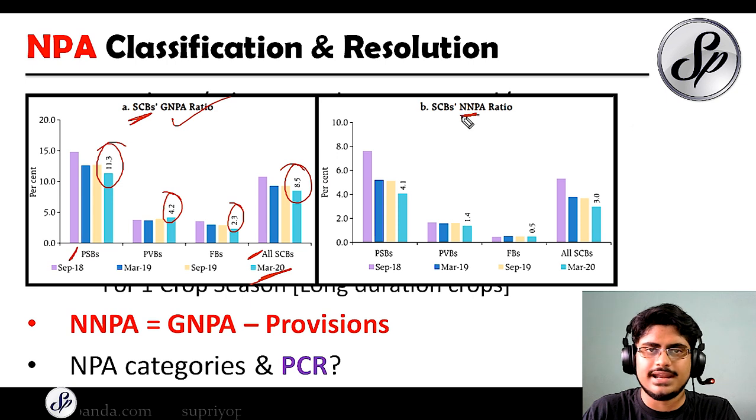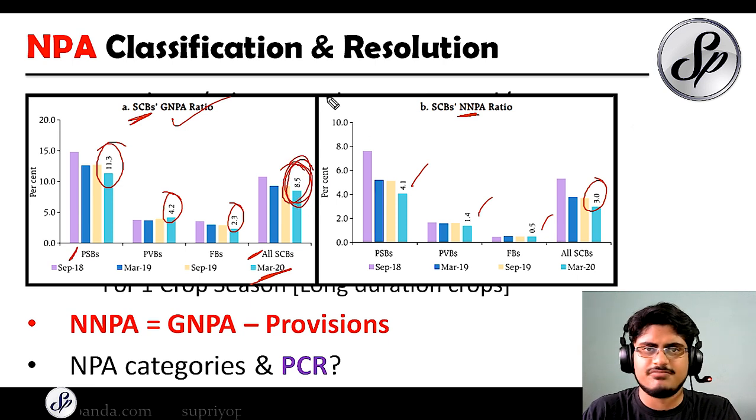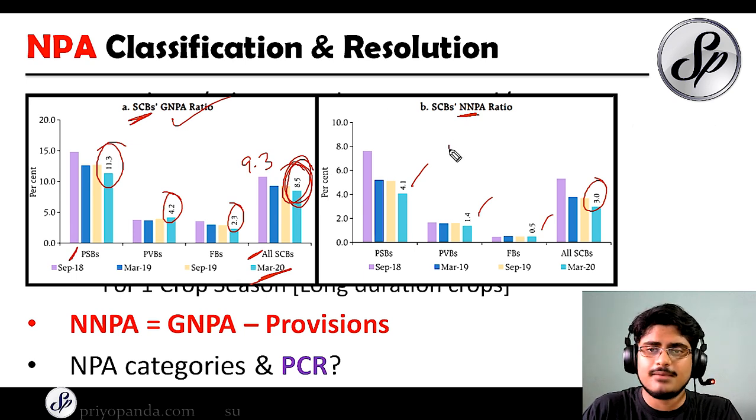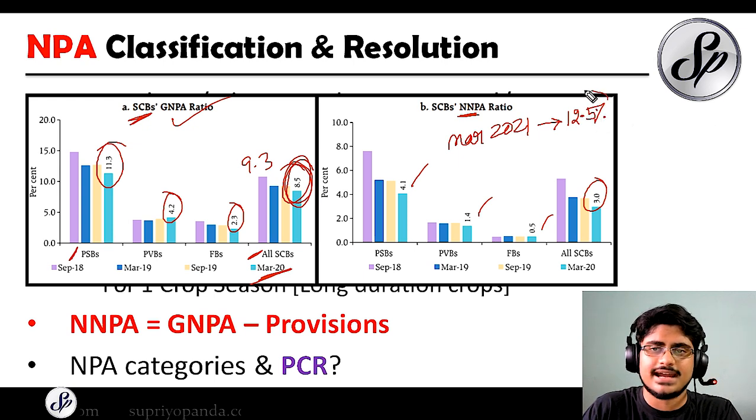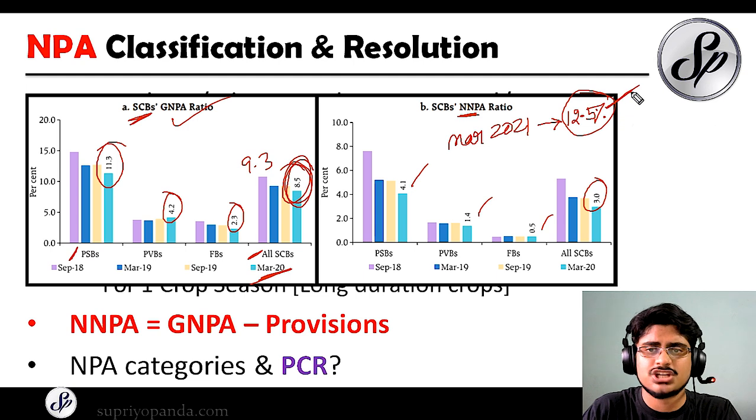Similarly, when we are talking about the net NPA, all the scheduled commercial banks together are at around 3%, and for the public sector banks it is 4.1%, the private banks 1.4%, and the foreign banks only 0.5%. Note something over here: for March 2020, we have the gross NPA as 8.5%, right? In March of 2019, it was around 9.3%. So it has actually reduced right now, but it is not something that is going to continue, because the RBI says that by March 2021, our gross NPA figure can actually touch 12.5%. Can you imagine that? 12.5% gross NPAs by March 2021.